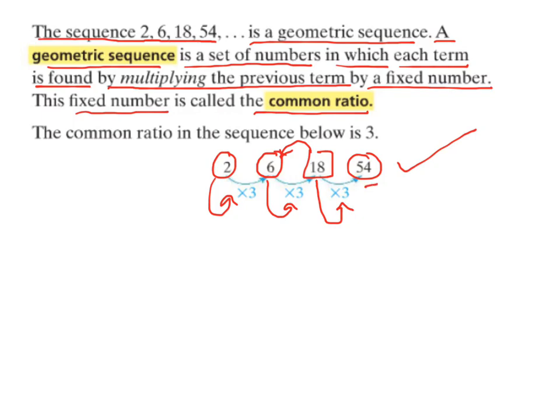So each number is got by multiplying its previous number by a fixed number. So such a sequence is called a geometric sequence. And what is the common ratio of this sequence? It is 3.